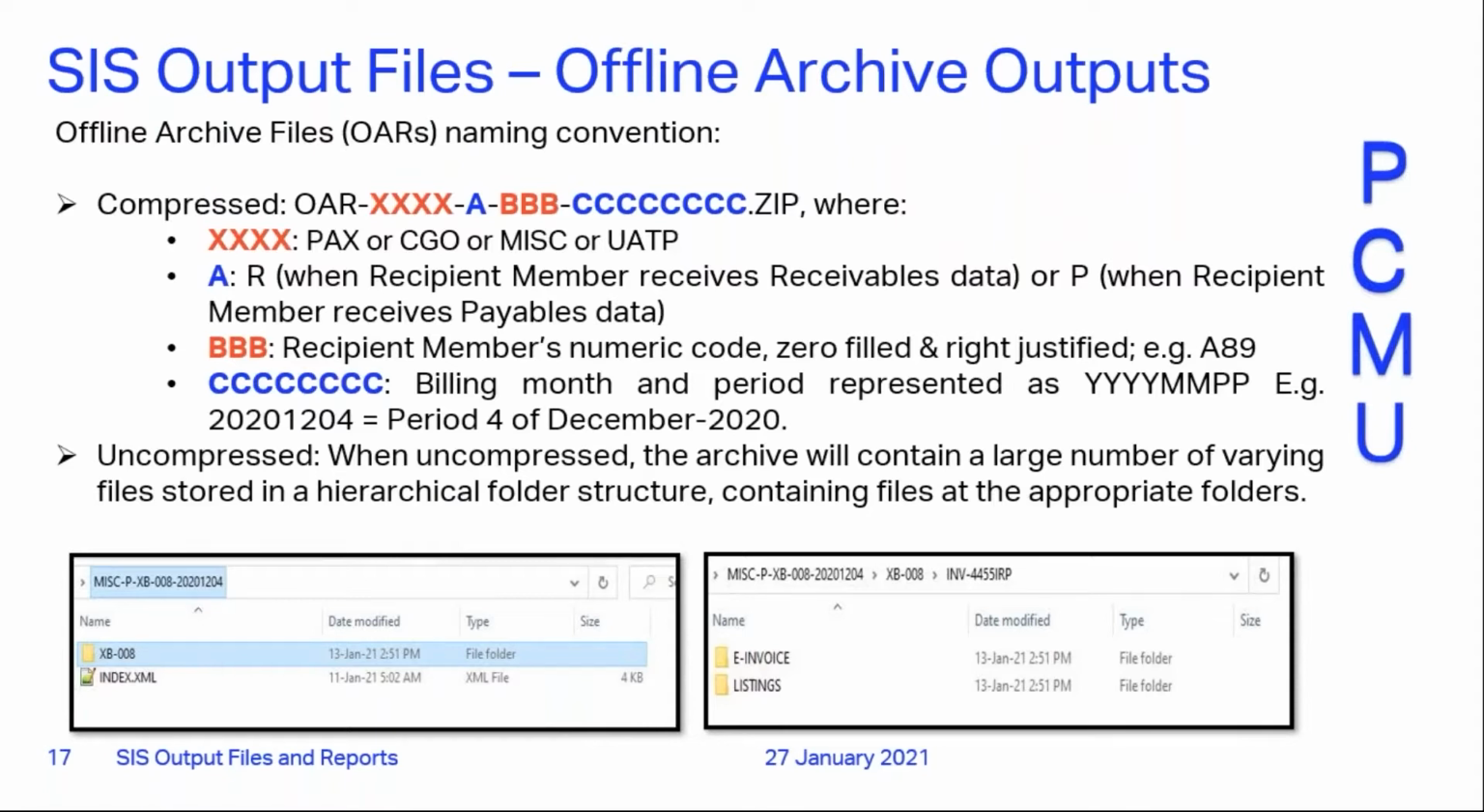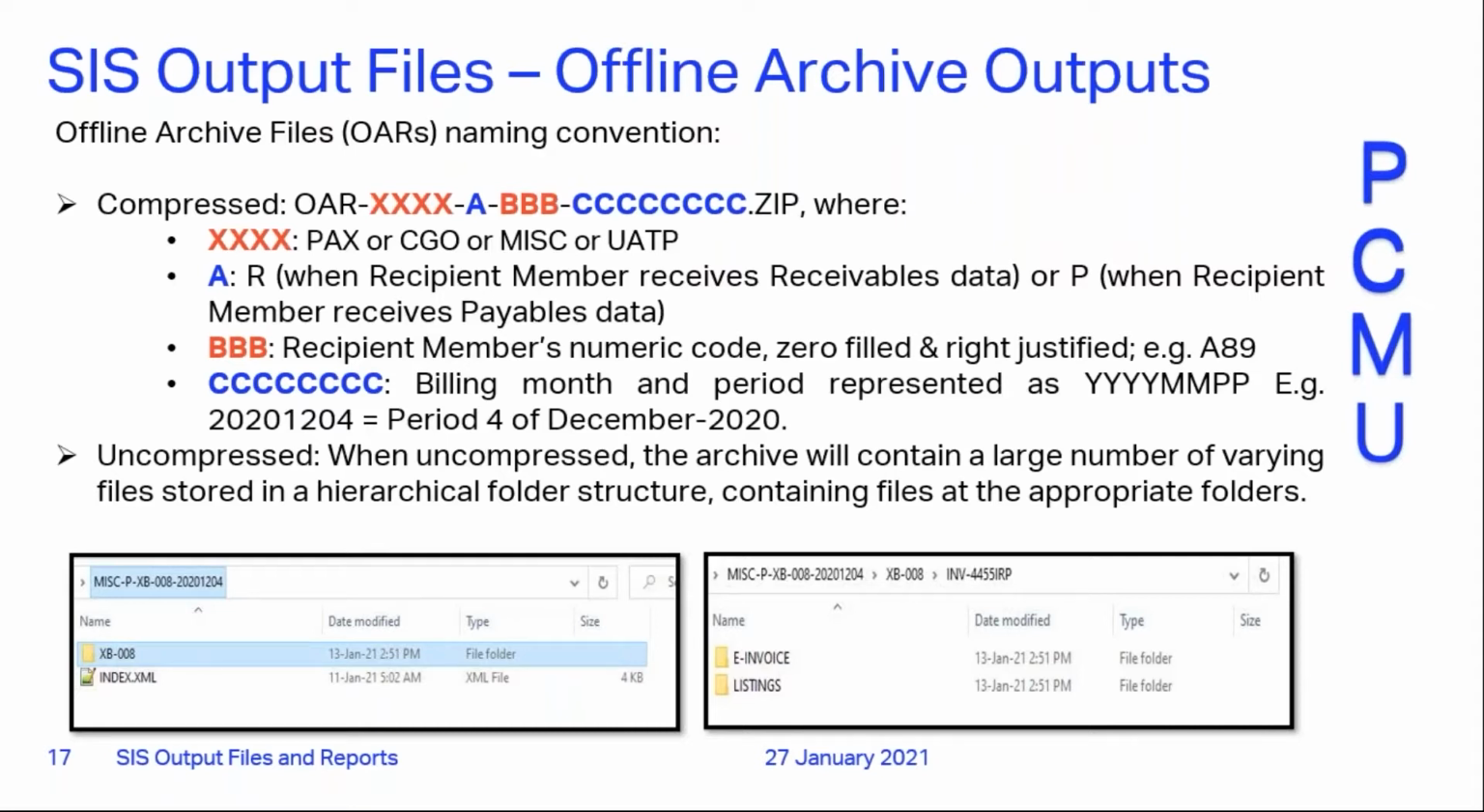And you have A here, which means it will be the code R when the recipient member receives the receivable data, or P when a recipient member receives the payable data. So this way you can distinguish between the two files, receivables or payables. And the naming convention is quite the same as the other ones that we saw before. So the rest of it is the three numeric code, the member's recipient code, and the billing month and period.